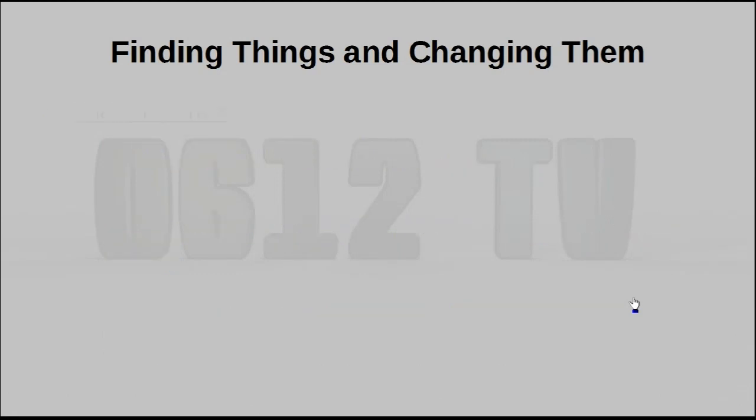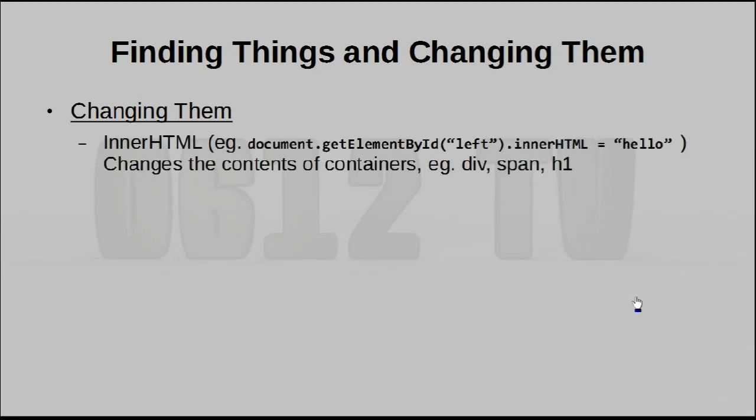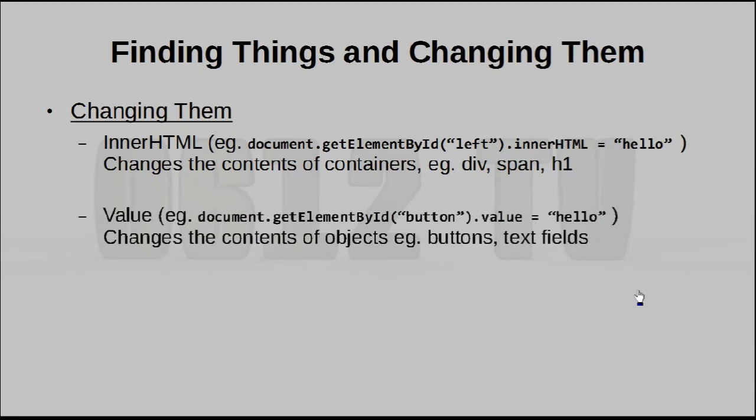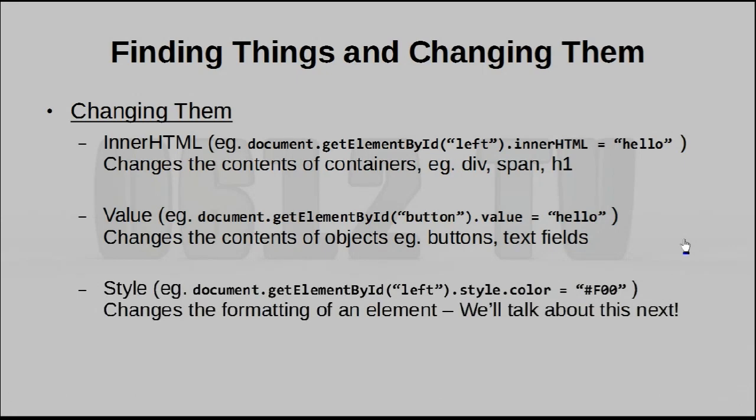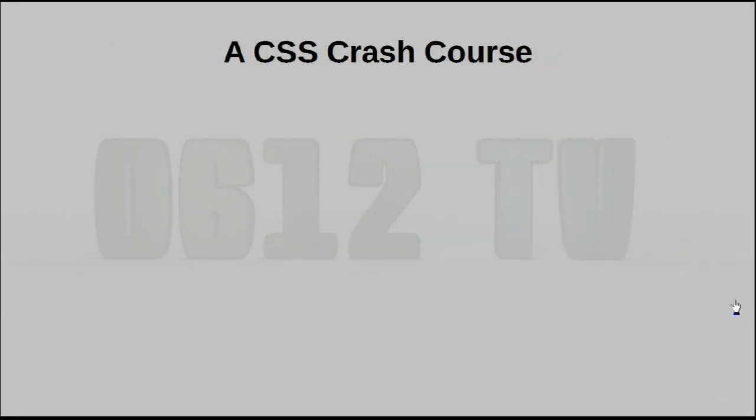What about changing them? We looked at several ways of changing up items on a web page. The first of which is inner HTML, and that basically changes up the contents of containers. To change up the contents of all of these elements, you want to use inner HTML. If you want to change up something like a button or a text field, instead of using inner HTML, you're going to have to use value. Now, there is one more thing you can change, and that is what we will be moving into next, and that is the style of an element. So alright, let's talk about styles.